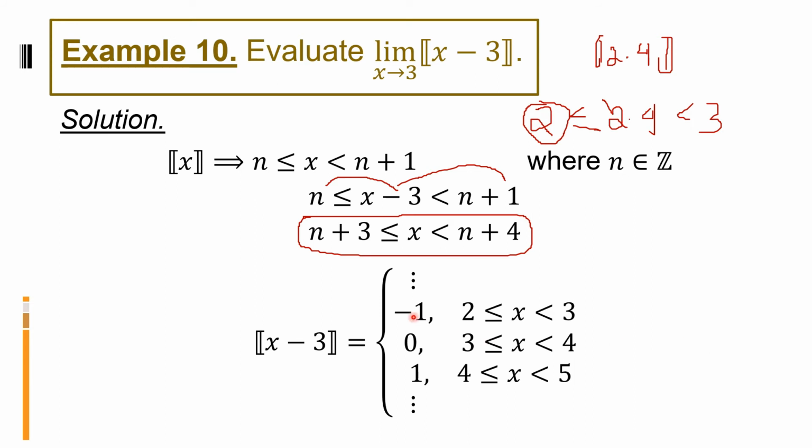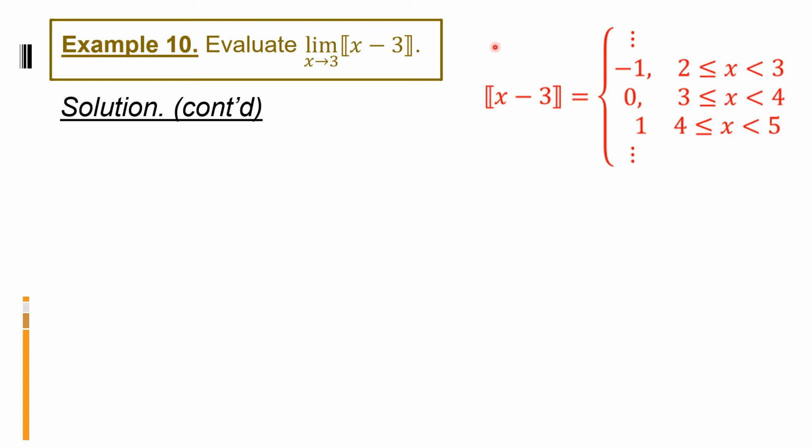So paano ito ginawa? Ilagay mo lang yung negative 1 doon. So negative 1 plus 3, that is 2. Negative 1 plus 4, that is 3. Kaya nakuha yan. Yung 0 naman, ilagay mo lang sa n. So we have 3 at saka 4. So ganun lang.